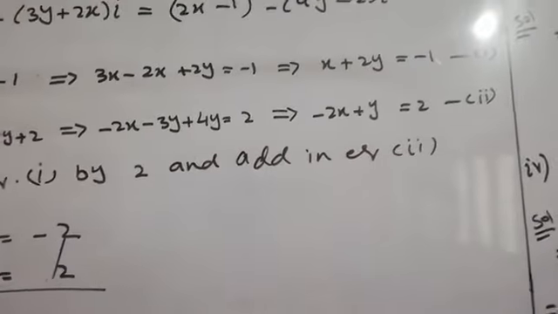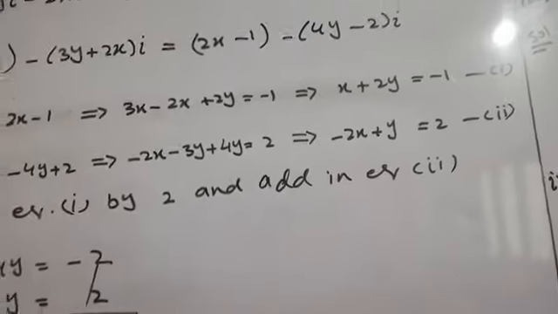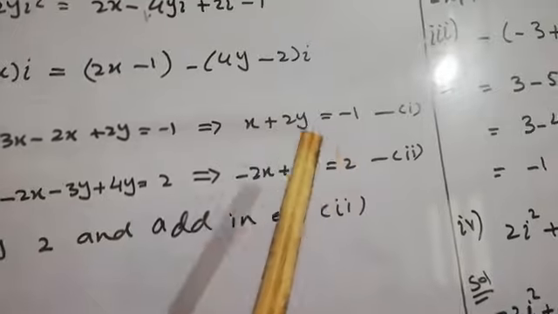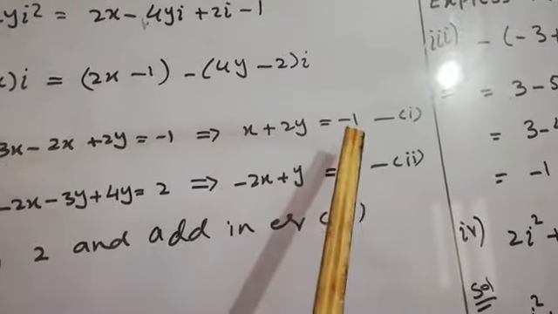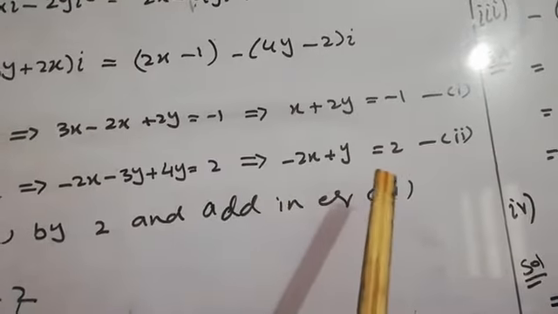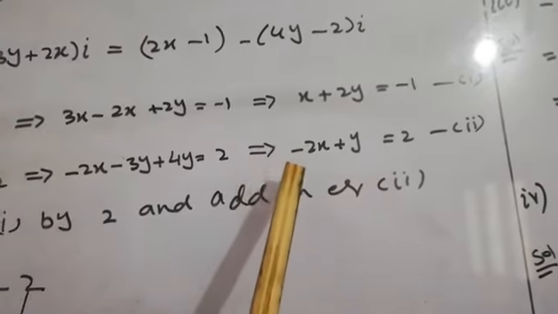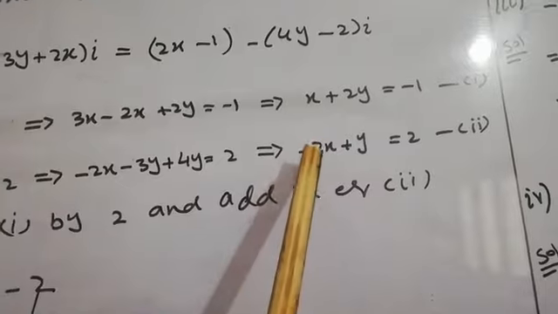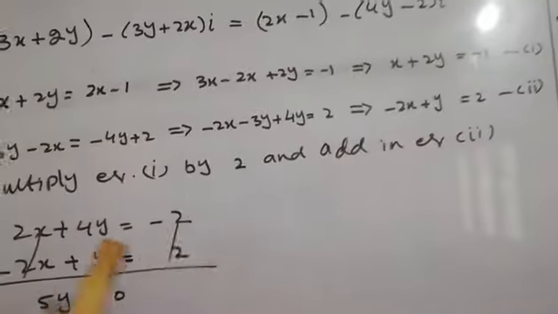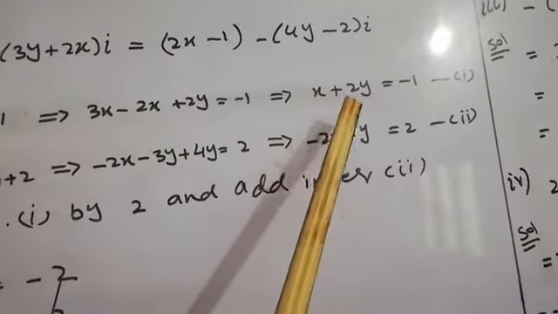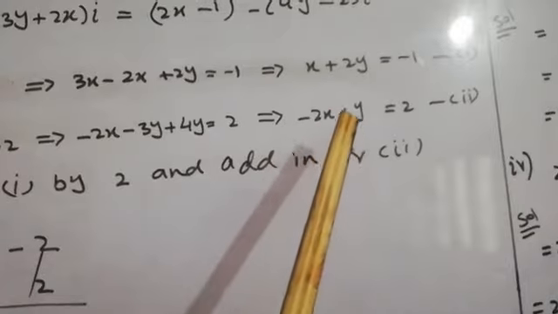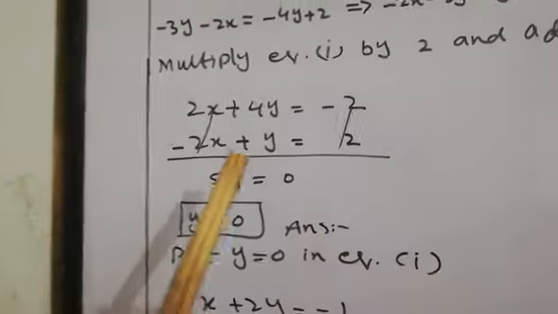So minus 2x, and 4y minus 3y equals plus y, which is equal to 2. Now we have two equations, x plus 2y equals minus 1 and minus 2x plus y equals 2. Dear students, now we will multiply equation number 1 by 2 and then add the new equation to equation 2. So if we multiply, this will become 2x plus 4y equals minus 2, and then this equation is minus 2x plus y equals 2.